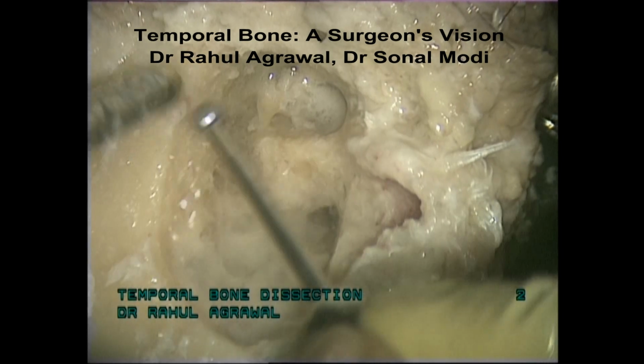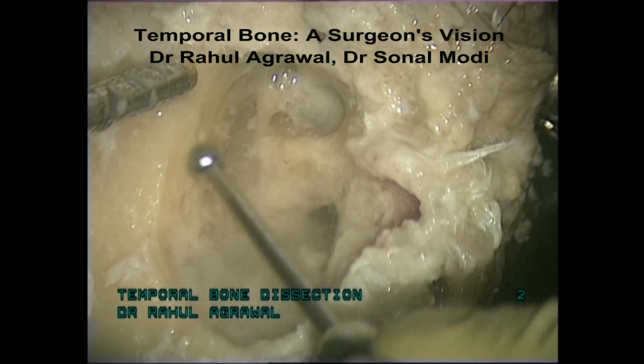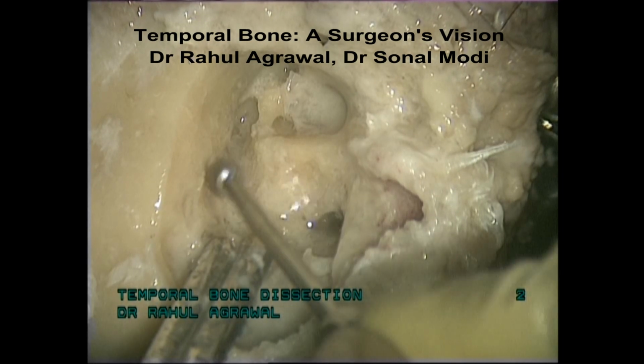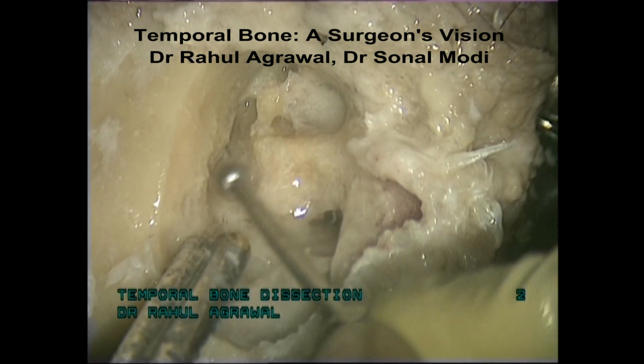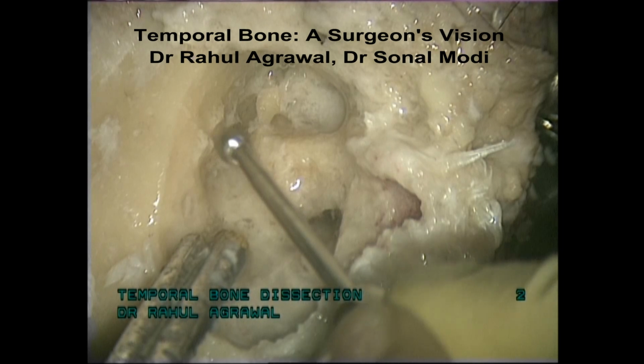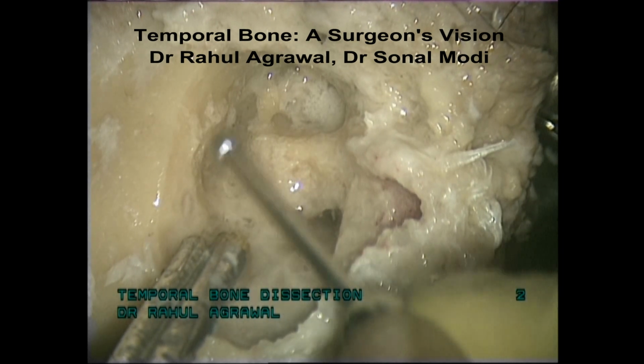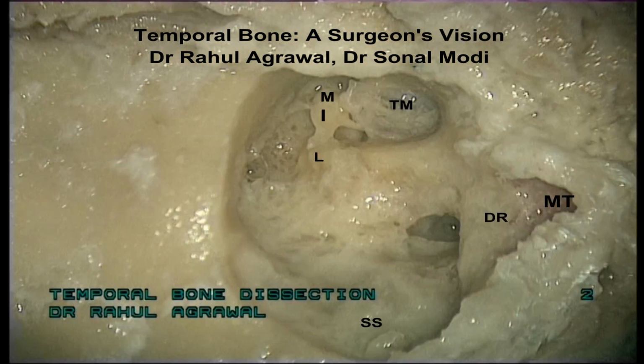We can follow the tegmen plate from the attic and follow it in the mastoid cavity. Remove all the cells over the tegmen plate so that a thin plate of bone is left behind, covering the middle cranial fossa dura.